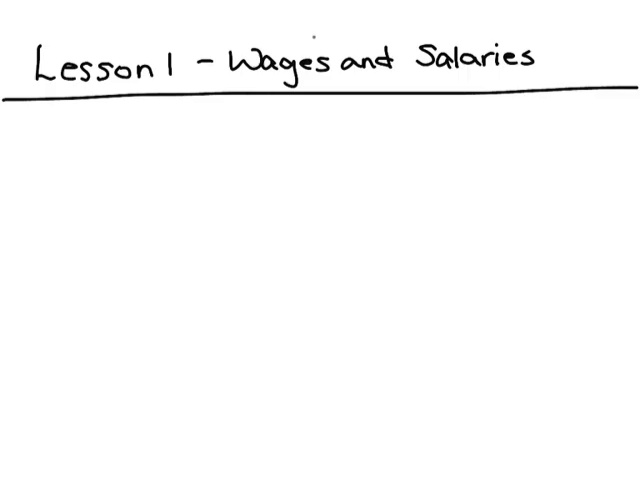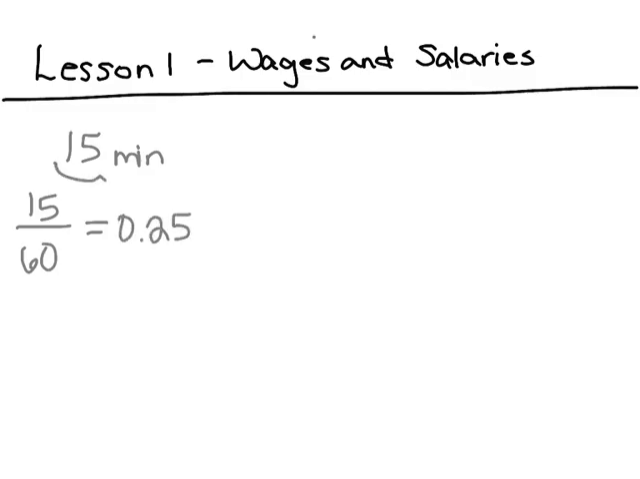Okay, when you're doing time cards, so when you work places where you have to punch in, punch out, or you work certain hours, you don't always work a full hour. So when you work 15 minutes, we know that's 15 minutes out of 60 minutes. If you take 15 and divide it by 60, that's the same as 0.25. So when you're converting 15 minutes to decimals, you go 0.25.